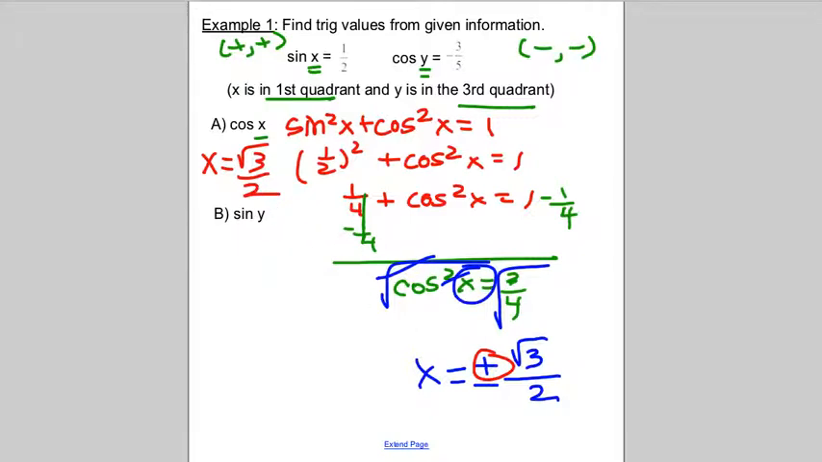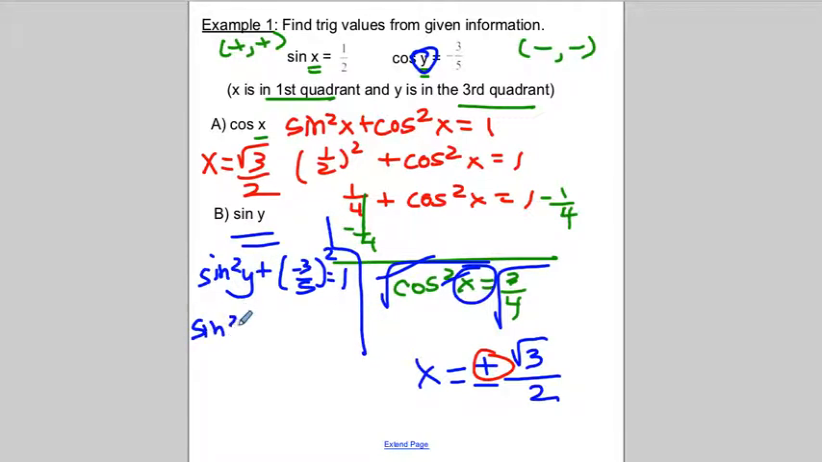Now B says find sine of y. In order to do that, we're going to use the angle that is y. So we're plugging it into here. We'd have sine squared of y plus cosine squared of y. I'm going to take negative 3 over 5 and square it, equals 1. Sorry, it's getting a little crowded. So sine squared of y plus negative squared will be positive, 9 over 25, equals 1. Then from here I would subtract 9 over 25, which will give me 16 over 25. So sine squared of y equals 16 over 25.